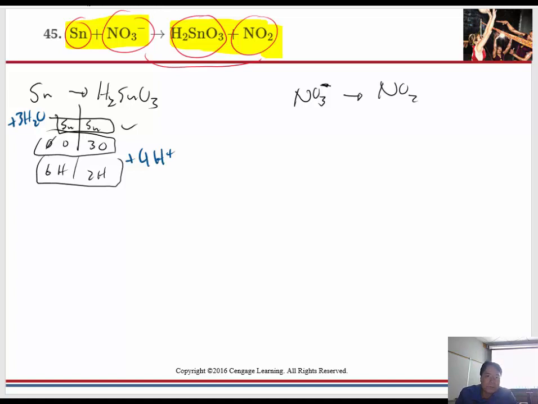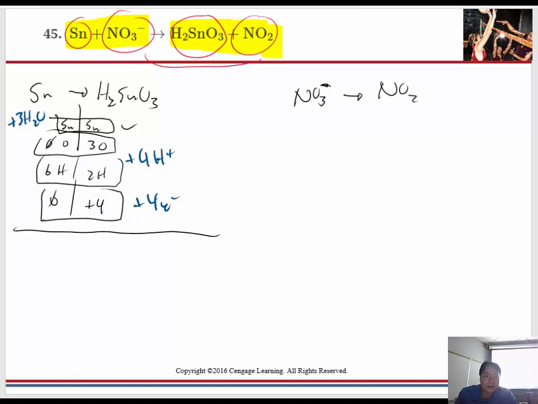And then we balance out the charge. And so balancing out the charge, I have 0 charge. This is tin, neutral, water's neutral. And I have plus 4 charge over here. And we're going to balance it by adding electrons. So this plus 4 electrons, we bring that down to 0.